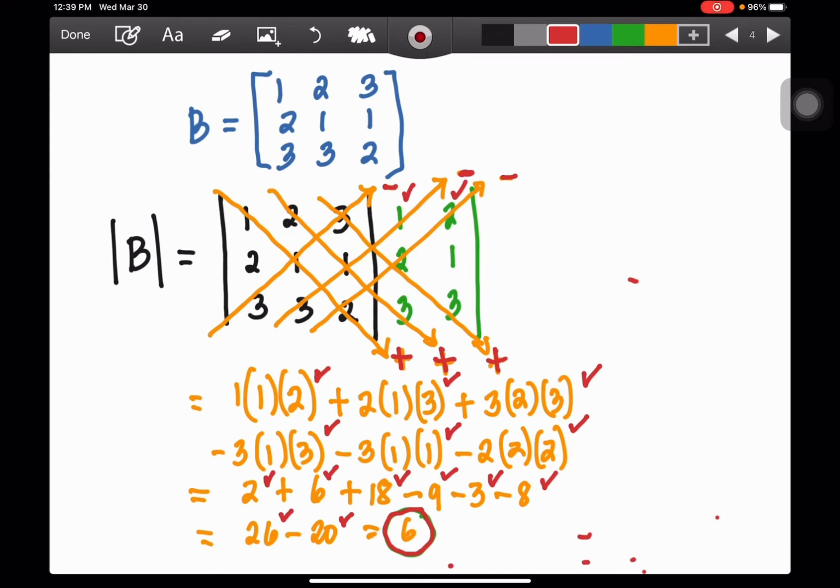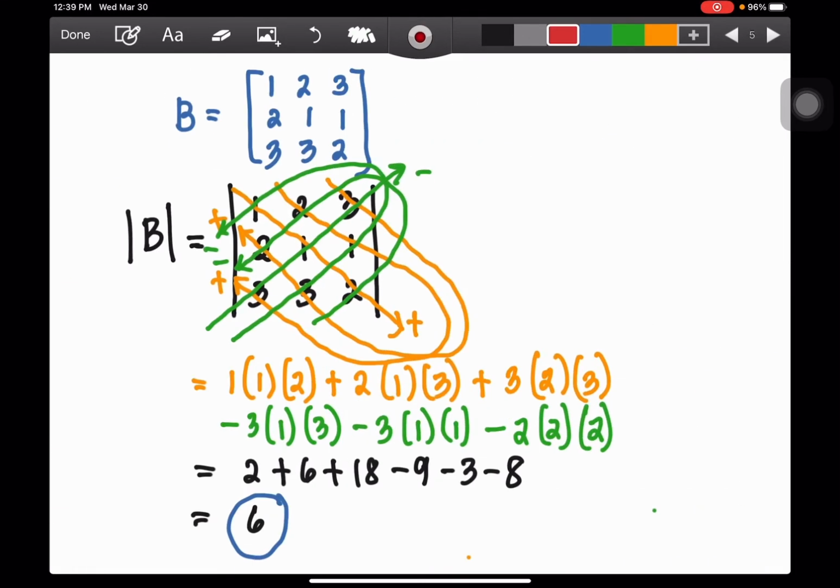Instead of copying again the first two columns, we can do this procedure. This might be confusing for some, but of course, if you know already the technique, then it would be easier because you don't have to rewrite the first two columns again. So all you have to do is go down first with the orange one here. So 1 times 1 times 2 times positive, so you have 1 times 1 times 2, that's 2. The same thing, the same answer.